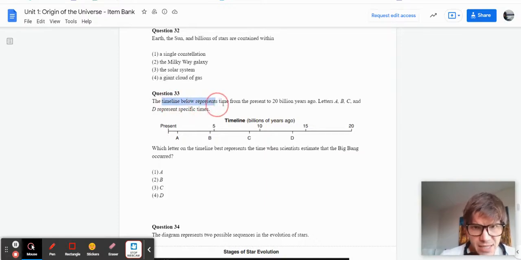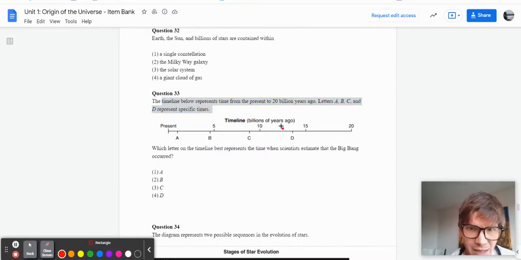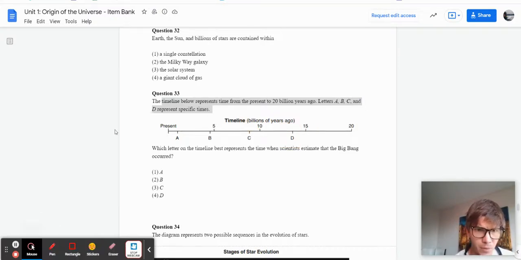The timeline below represents time from the present to 20 billion years ago. A, B, C, and D are different times. Which letter on the timeline best represents the time when scientists estimate the Big Bang occurred? Well, we know that that was about 14 billion years ago, so the best answer would be D, right over here between 10 and 15, closer to 15 billion years ago.